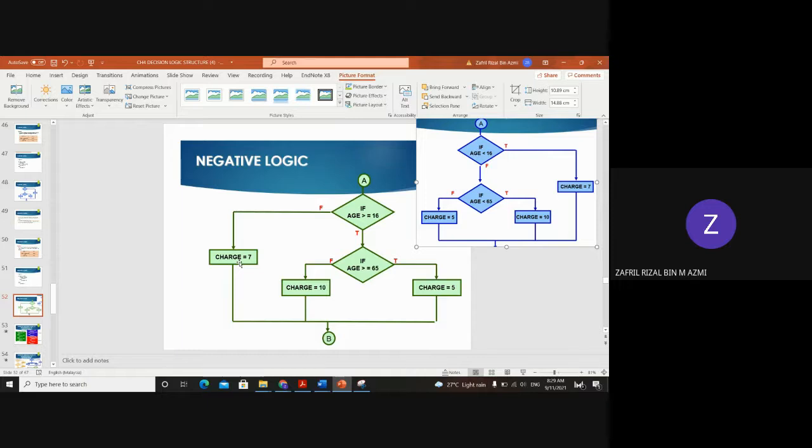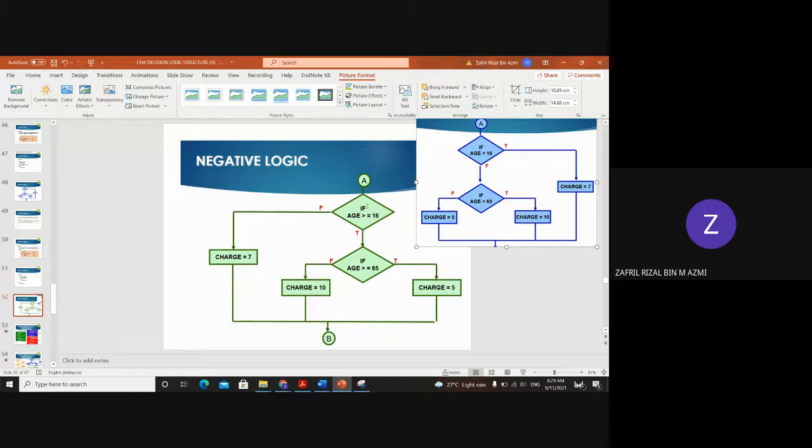That's not the only difference. Let's say the question asks you to convert positive to negative logic structure. You cannot simply change the flow. You need to also change the condition inside of the symbol. Originally in positive logic, we have h less than 16. But over here, you cannot use h less than 16. You will not get false, right, for you to get 7. So we need to change this into this, so that if this is false, you will get charge equal to 7.